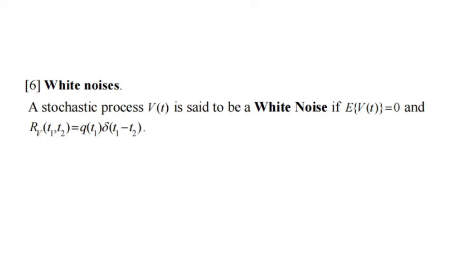Sixth, white noises. A stochastic process v(t) is said to be a white noise if E[v(t)] equals 0 and R_v(t1, t2) equals q(t1) delta(t1 minus t2). Just like it mentioned in the problem, the white noise is a process such that its values at different times x(t_i) and x(t_j) are nearly independent. Actually, they are uncorrelated.